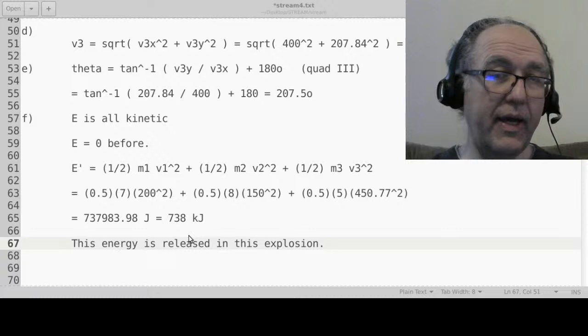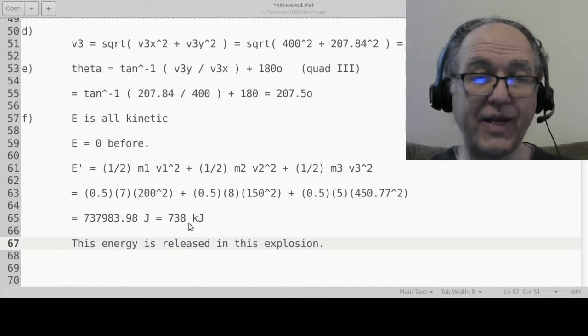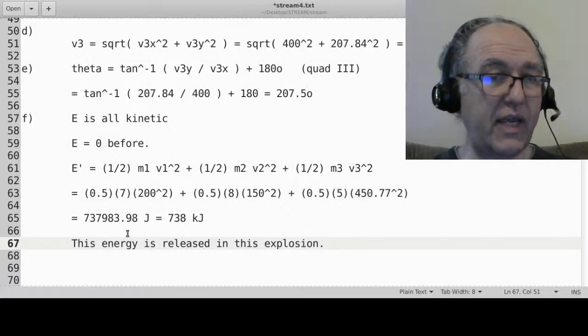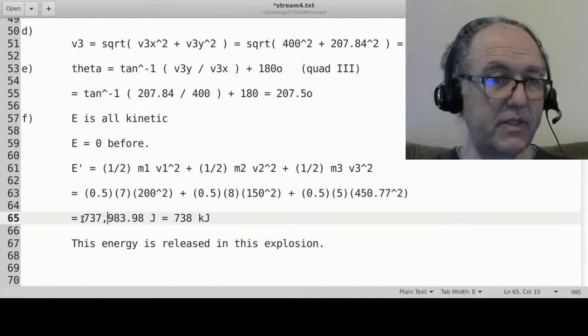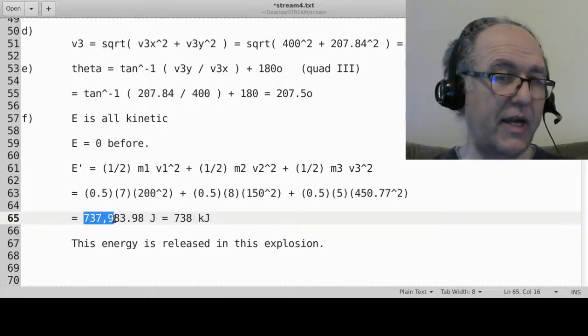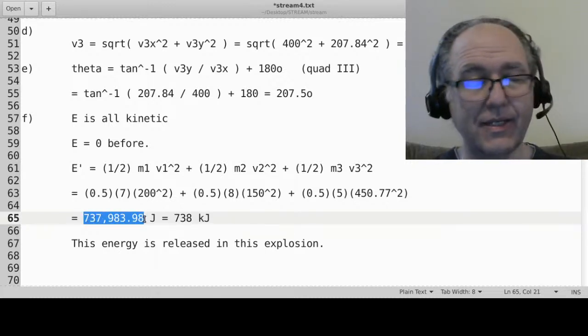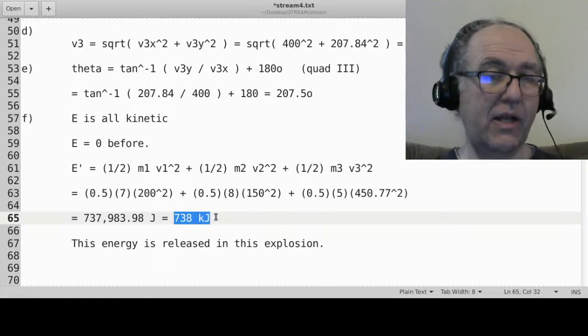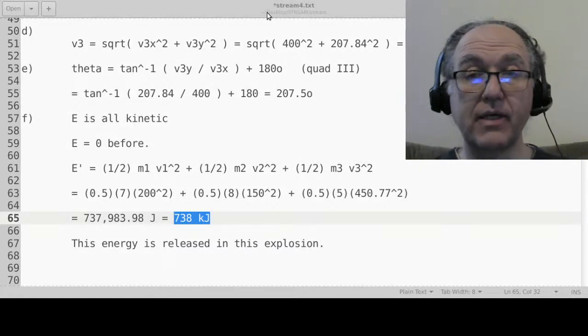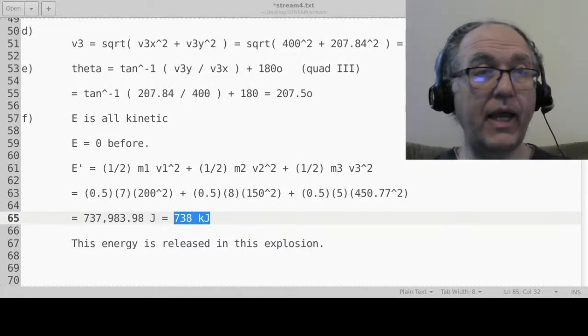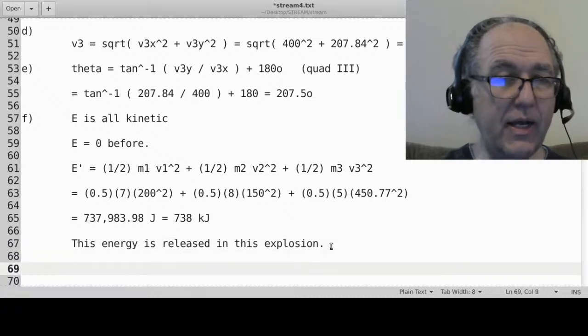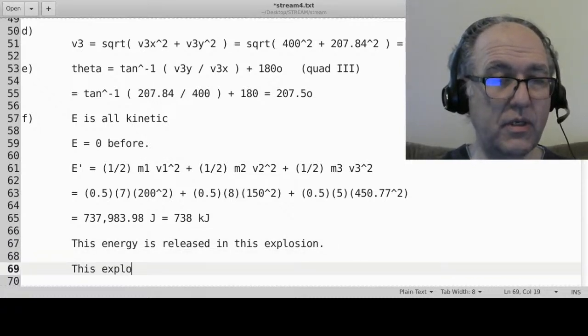Energy before is 0. Energy after is 738 kilojoules. Maybe I should put a little comma in there: it's 737,983.898 joules, and that just rounds off to 738 kilojoules. And maybe we should also just say this explosion is super elastic.